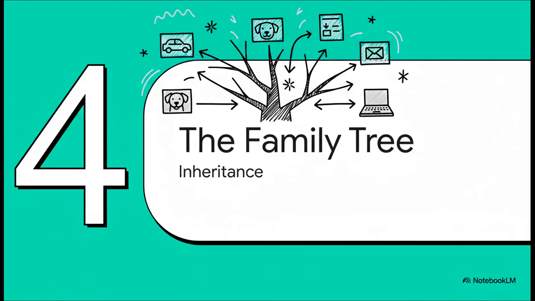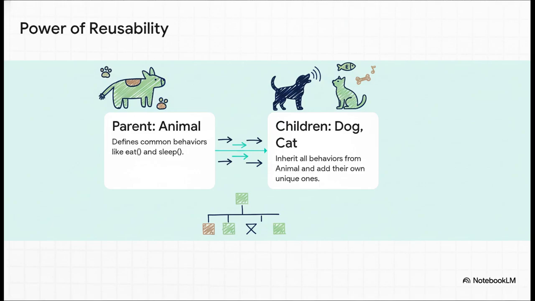All right, on to our last major pillar of OOP. And honestly, this one might be the most powerful when it comes to writing code efficiently. It's called inheritance, and it's all about letting our classes form relationships with each other. The best way to think about it is like a family tree. You can create a very general parent class, let's say animal, and in that class, you define behaviors that all animals share, like eating and sleeping.